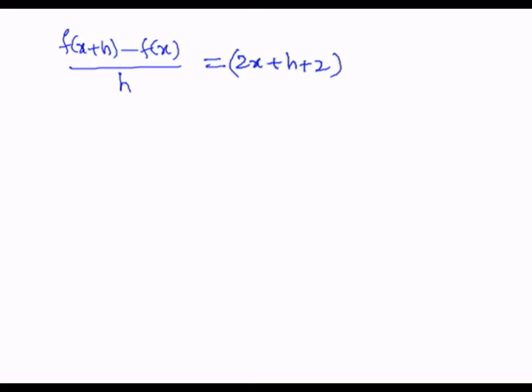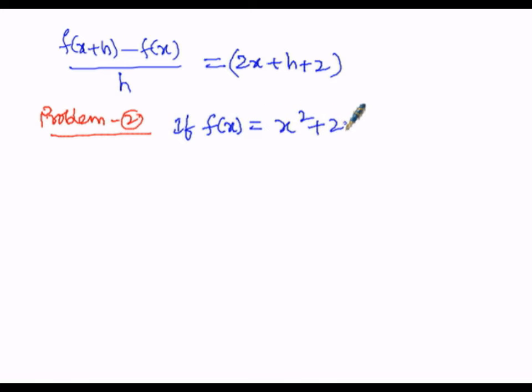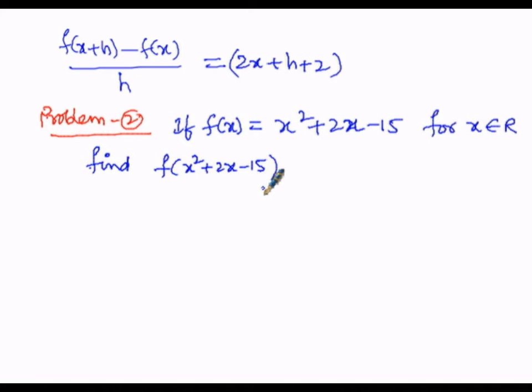Now, problem number 2 under this. f of x is given by the same function, that is f of x equals x square plus 2x minus 15, for x belongs to R. Here we have to find f of x square plus 2x minus 15. Solution starts now.